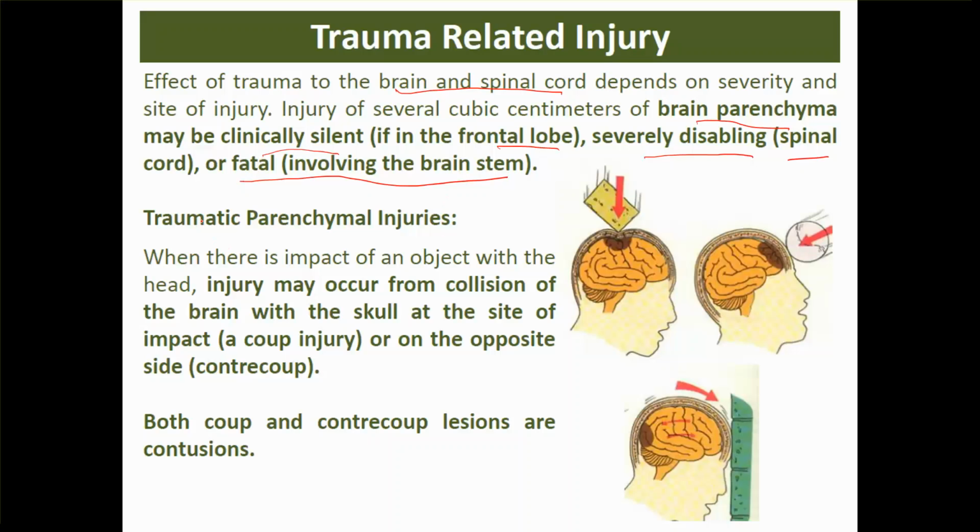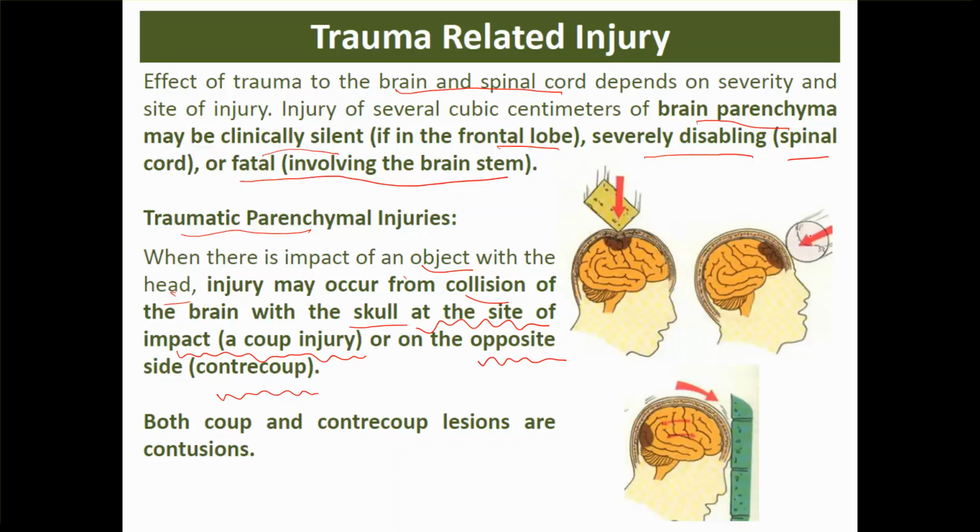The traumatic parenchymal injuries, when there is an impact of an object with the head, injury may occur from the collision of the brain with the skull at the site of the impact, and this is called a coup injury, or on the opposite side, which is called a contrecoup.